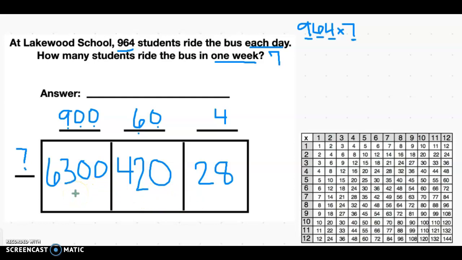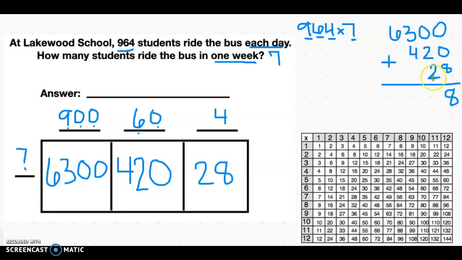Now that we have these boxes completed, we are going to add them together. We start with the highest value, 6,300 plus 420. Make sure you are lining them up nice and neat, and plus 28. 8, 2 plus 2 is 4, 3 plus 4 is 7, and 6 right here.